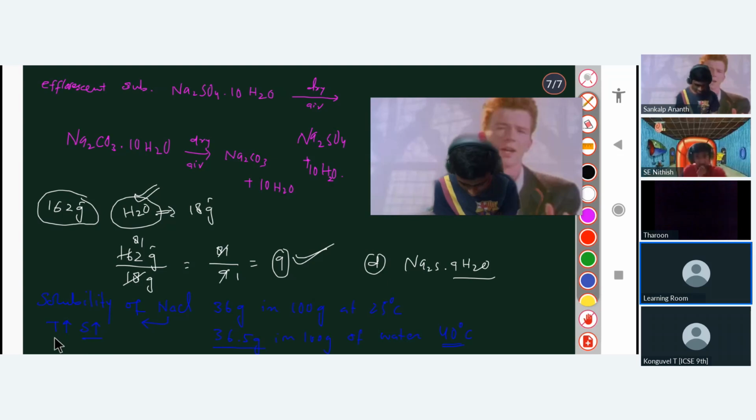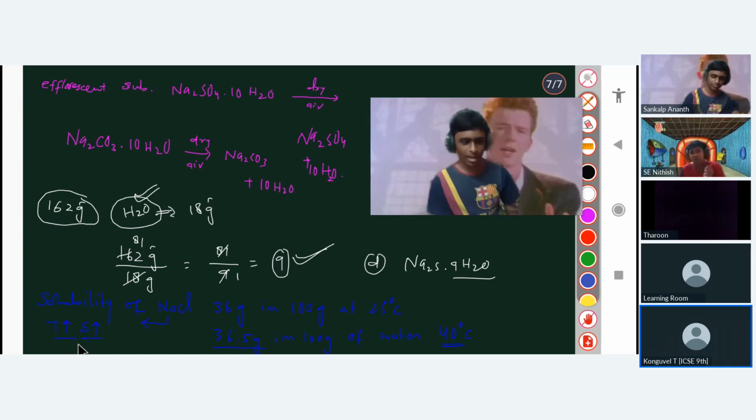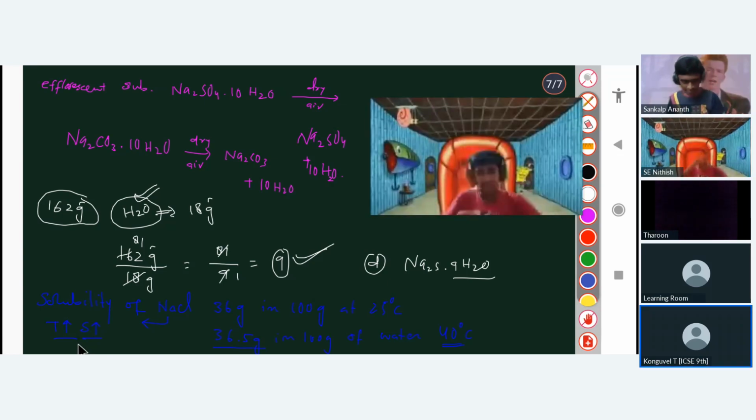Sir, I wrote that I'm not confident of it. 36.5 grams of NaCl requires a minimum of 100 grams of water at 40 degrees Celsius to dissolve itself completely. Exactly, this is correct. So you can write it just like this, that 36.5 gram of NaCl can be dissolved in 100 gram of water at 40 degrees Celsius, right? Yes, sir.